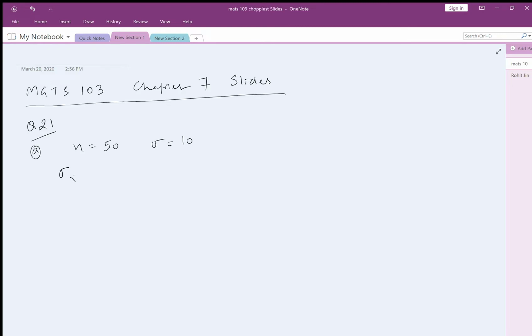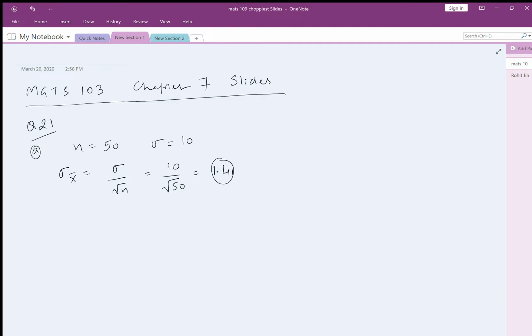So the standard error we're going to calculate with this formula: sigma divided by square root of n. Sigma is 10, n is 50, so square root of 50. So the answer would be 1.41.